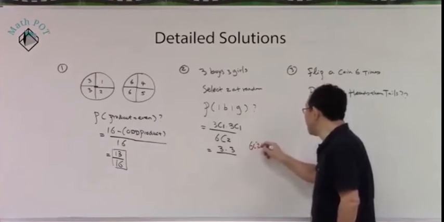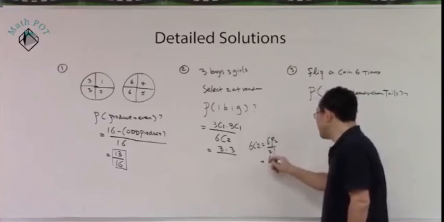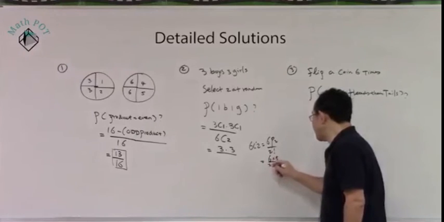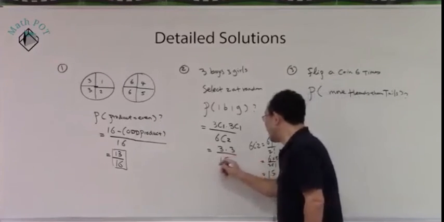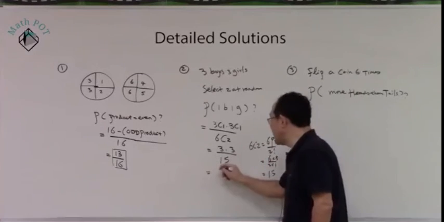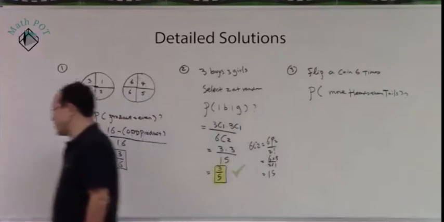6C2 is nothing but 6P2 divided by 2 factorial. 6P2 is nothing but 6 times 5. Of course, bottom one is nothing but 2 times 1. So simplifying here gives us 15. Of course, that gives us total outcomes of 15. Simplify, and that gives us 3 over 5. That is the answer for the second one.